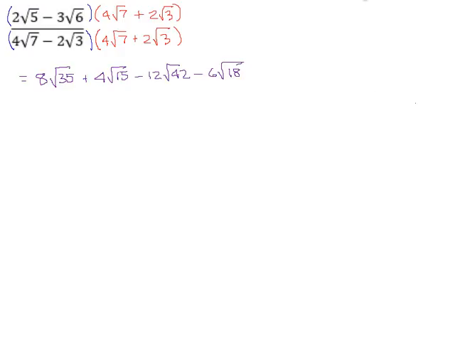Now, denominator, more foiling. Only because we've used a conjugate, we expect the denominator to clean up a little bit better. Let's see if that happens. 4 root 7 times 4 root 7 is 16 root 49. Outside, we get 8 root 21. Inside, we get minus 8 root 21. So here's one of the things that we expect to happen. These middle terms will cancel. And last, we get minus 4 root 9.